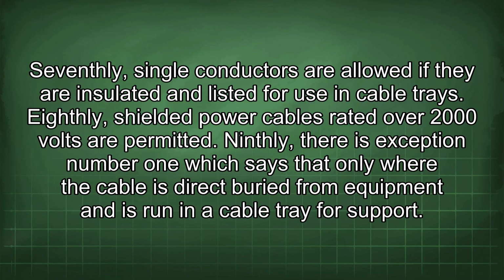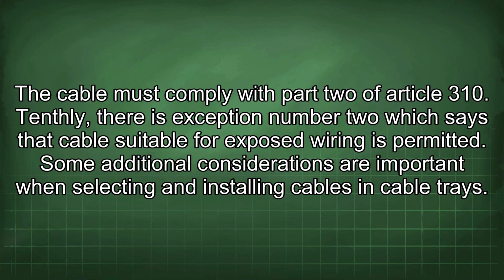Eighthly, shielded power cables rated over 2000 volts are permitted. Ninthly, there is Exception number 1, which says that only where the cable is direct buried from equipment and is run in a cable tray for support, the cable must comply with Part 2 of Article 310. Tenthly, there is Exception number 2, which says that cables suitable for exposed wiring are permitted.